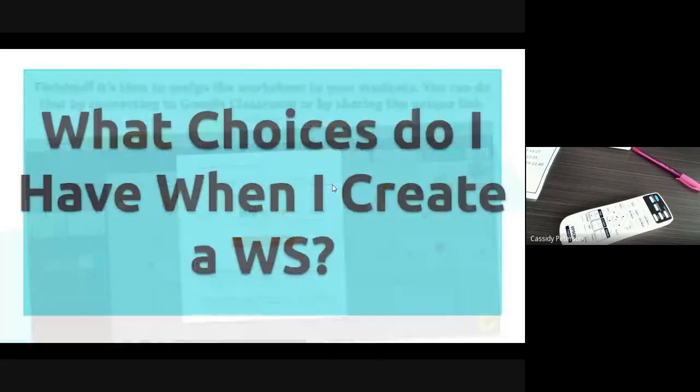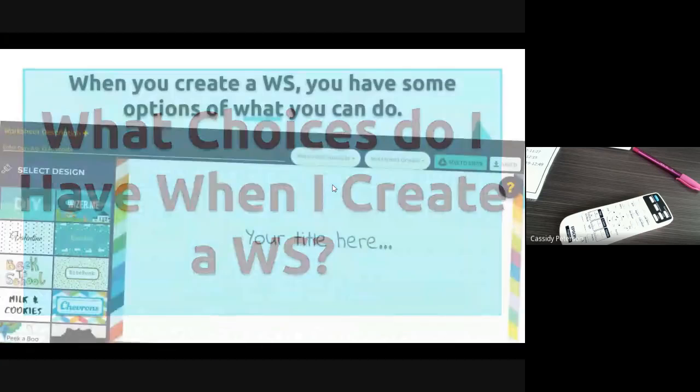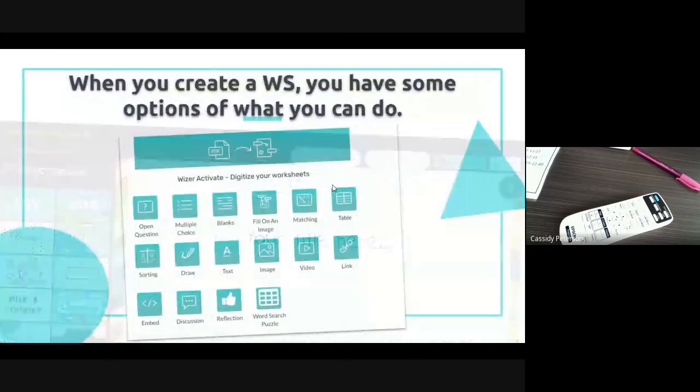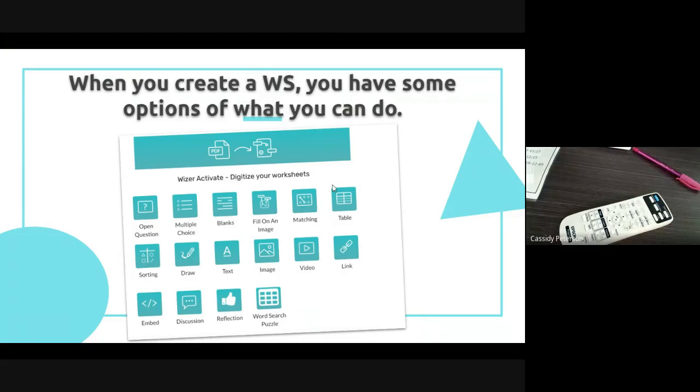The other thing, which I kind of already went over, is the title, and then the different types of question you can choose. You have an open-ended question, multiple choice, and you have an image. Like I talked about, there's fill in on an image, so you can put your picture in. For science, how cool would that be, right? You can label the parts of a diagram and things like that.